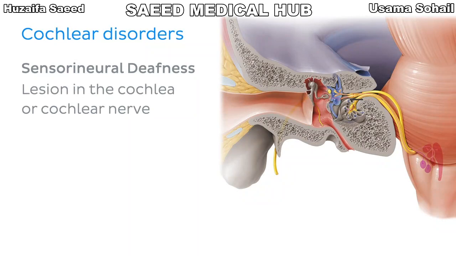Sensorineural deafness can be differentiated from conductive deafness, that is, deafness due to mechanical obstruction of sound waves, using a tuning fork. So now we're going to bring up our little image of a tuning fork and do a little bit of animation.